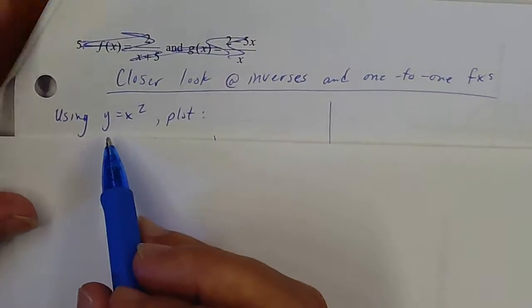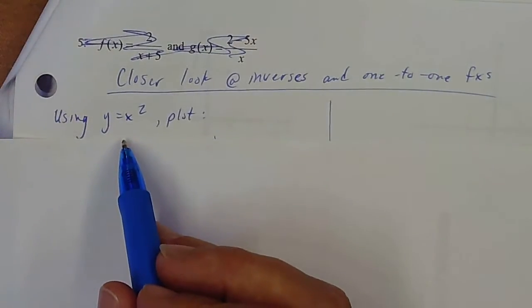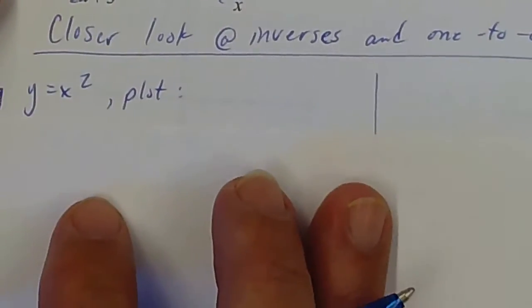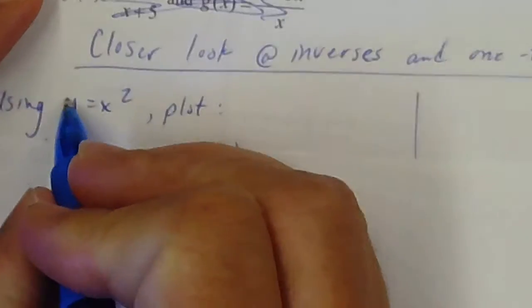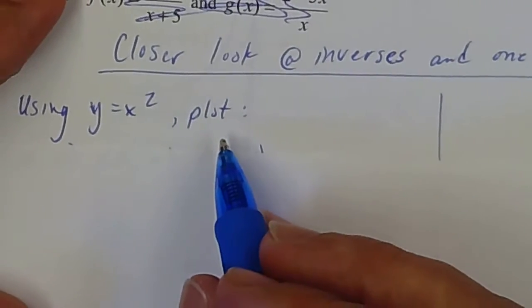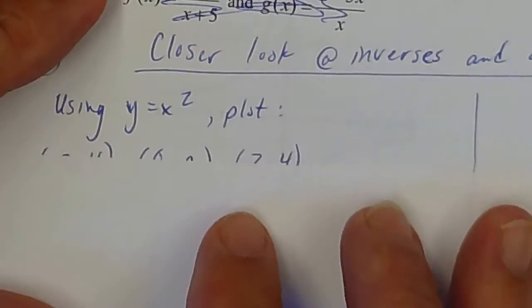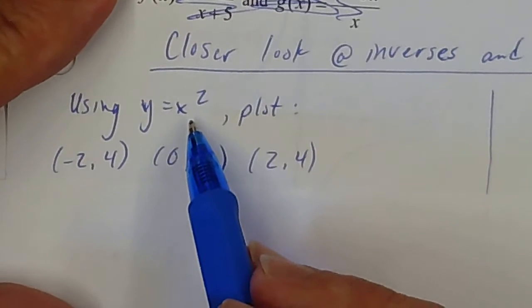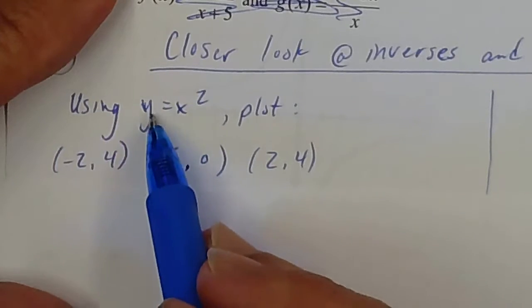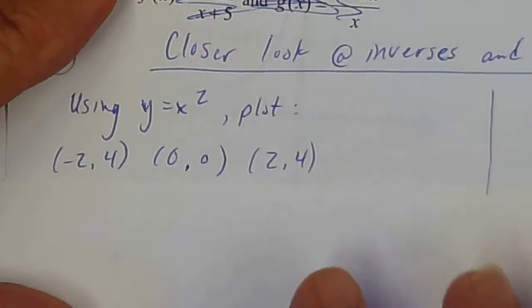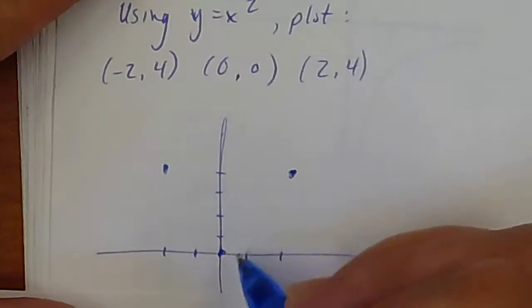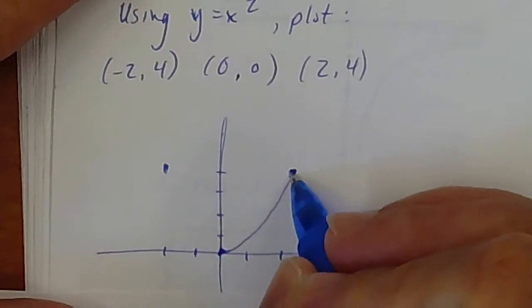Okay, now I'm just going to use y equals x squared as our demo. So using y equals x squared, let's plot just some basic points from this parent function. Okay, (0, 0) is on that quadratic. When we plug in 2, obviously we get 4, and we plug in -2, we get 4. So if we plot those in the coordinate plane, we get this parent function parabola.